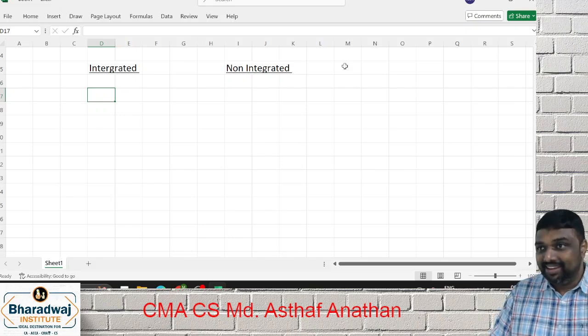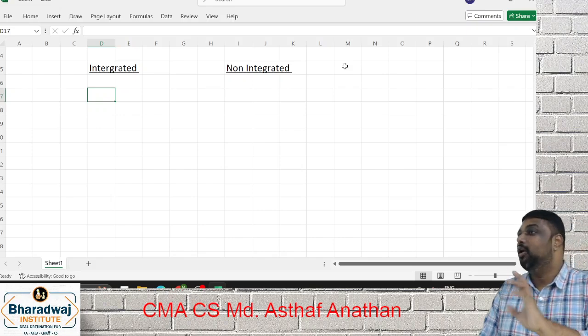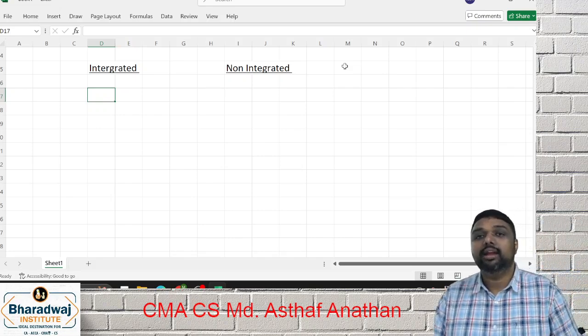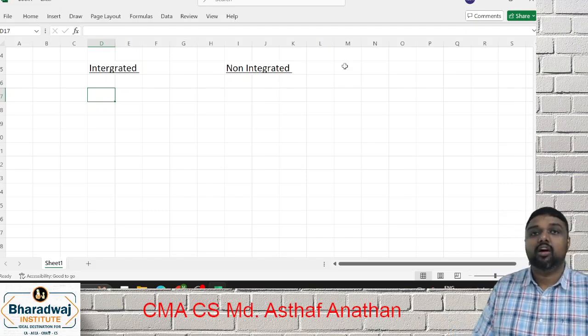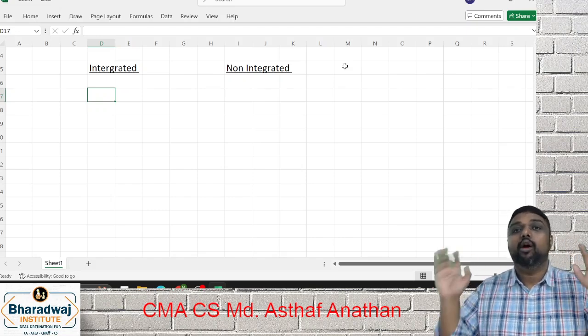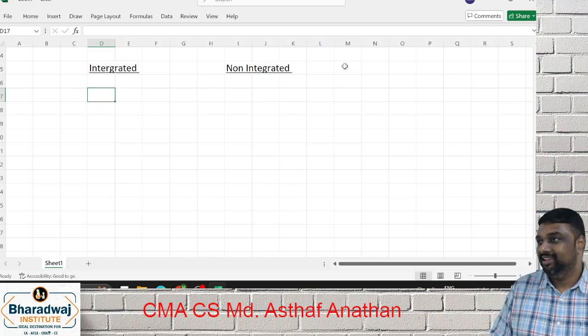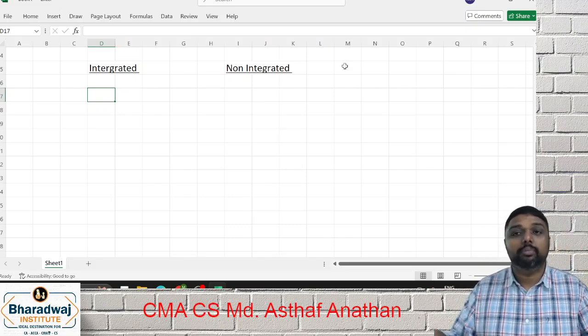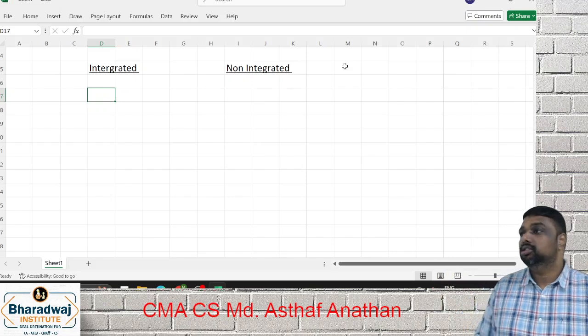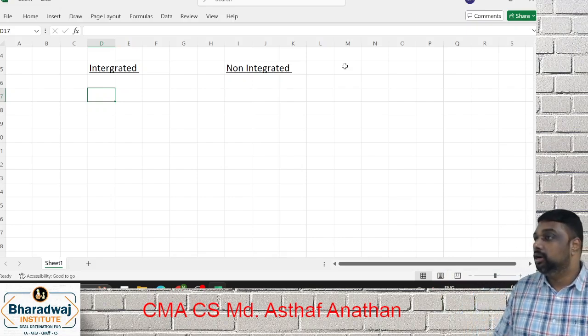What is meant by integrated? What is meant by non-integrated? Non-integrated means costing records and financial records are kept or maintained separately. What is integrated? Financial and costing are prepared together.